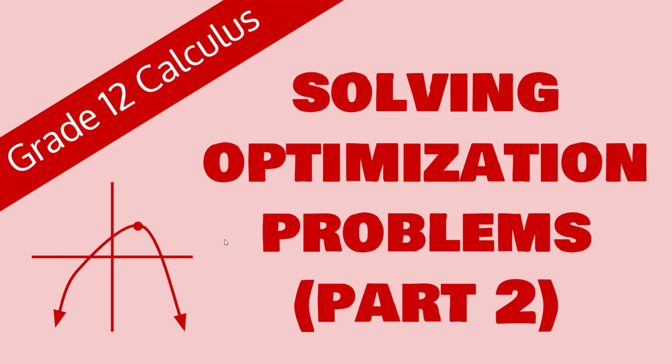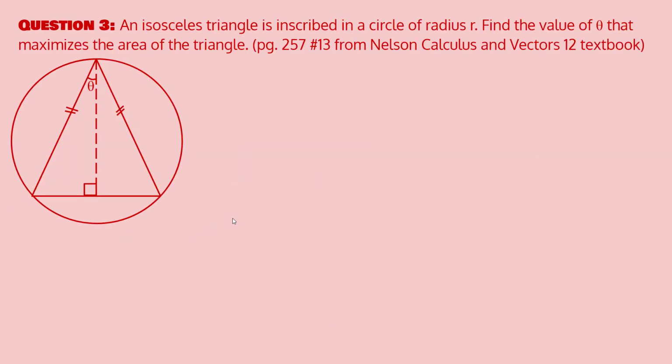But in this part, we are doing only one question, and it's very difficult, so it will take the entire video. So let's look at this. Question 3. An isosceles triangle is inscribed in a circle of radius r. Find the value of theta that maximizes the area of the triangle. And I got this from page 257, number 13, from my grade 12 calculus textbook. And in class, this was described as a very difficult question.